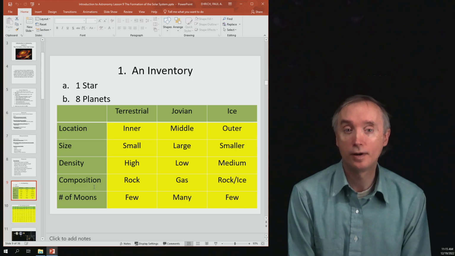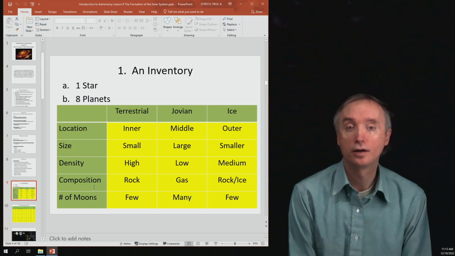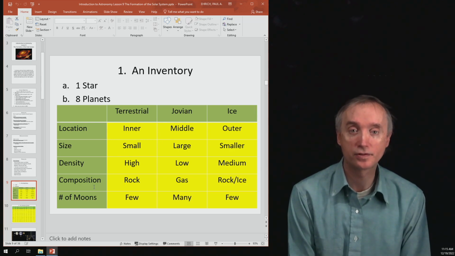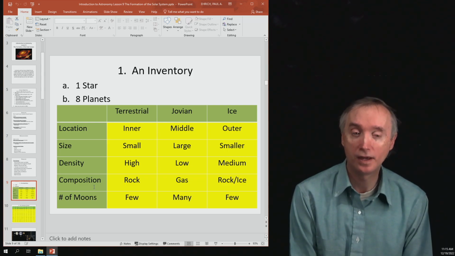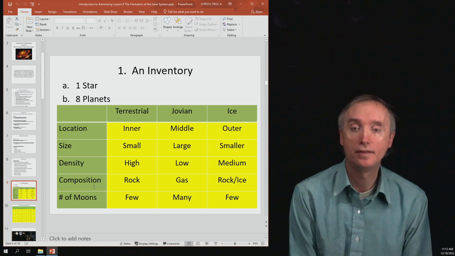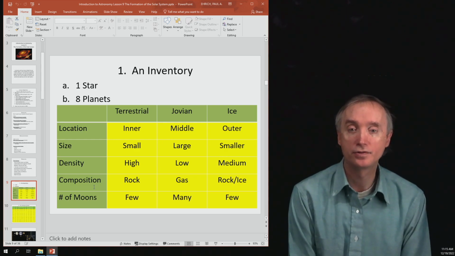Okay, then you should know about the Jovian planets. Now, when I talk about Jovians, I'm talking about Jupiter, Saturn, Uranus, and Neptune. And so they're found in the middle part of the solar system. They are relatively large, roughly 10 times the diameter of the terrestrial planets. Their density is low because they're made of gas and ice. Their composition is mainly gas, so hydrogen and helium, and the number of moons that they have is going to be many because they have a lot of gravity.